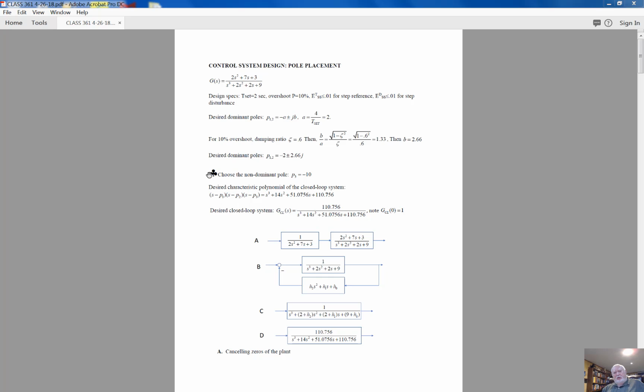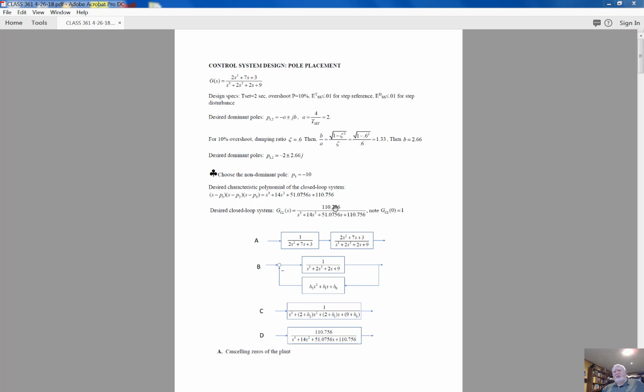I want you to take a look at this symbol. This is a marker. Later in our design, we may decide that we need to change the non-dominant pole. And then obviously we would have to come back to this marker, or to this stage in our system design process. Now I have the system poles, 2 complex conjugate dominant, 1 non-dominant, and I can build for you the desired characteristic polynomial of the closed loop system. I do this multiplication, and I'm getting this polynomial.